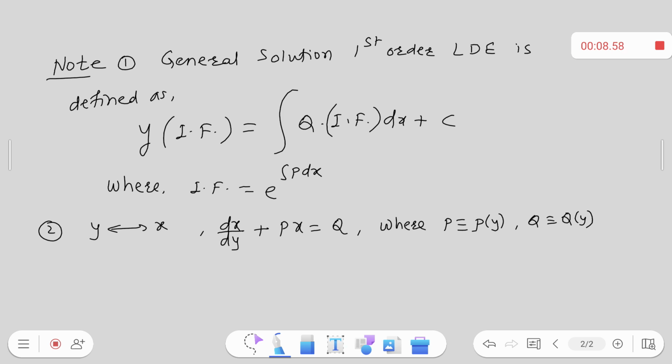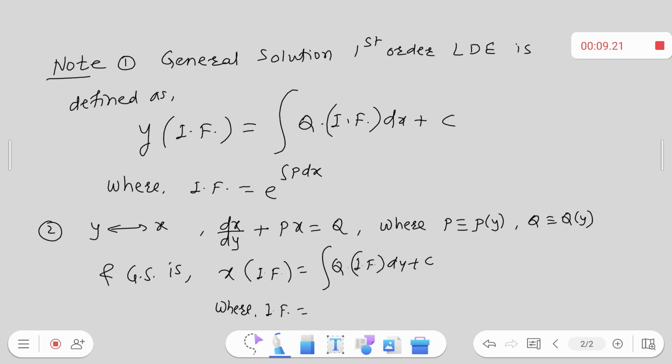Then what is the general solution? The general solution is x into integrating factor is equal to integration of q into integrating factor with respect to y plus some constant of integration c, where the integrating factor is e to the power integration of p dy. Integration is with respect to y, since y is the independent variable. In the first case, integration is with respect to x, since x is the independent variable.